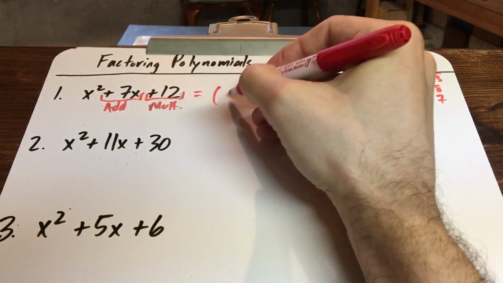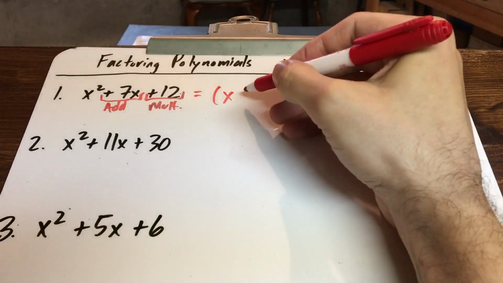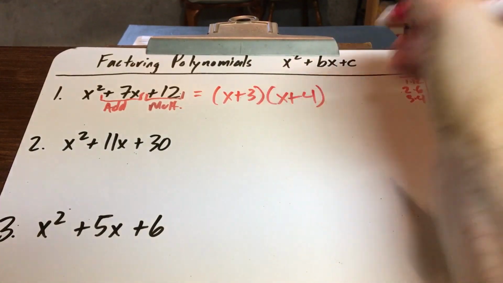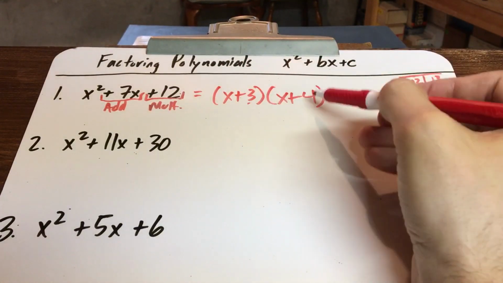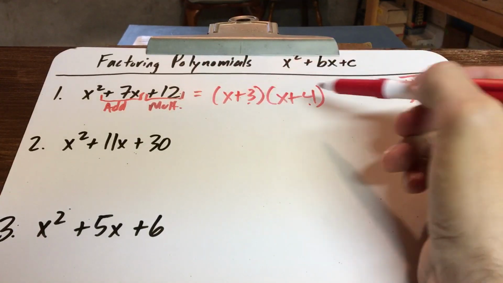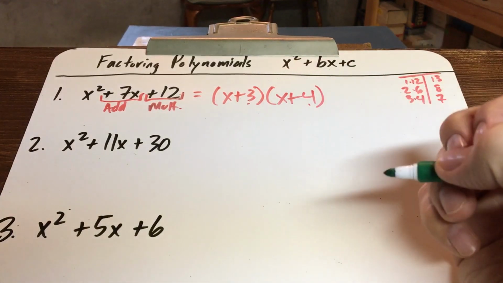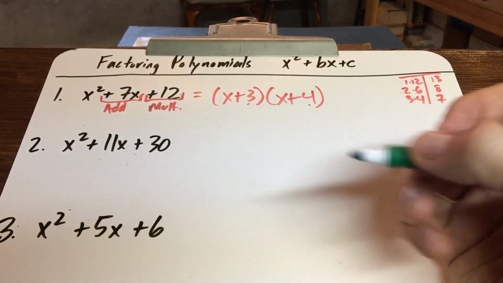And so that's going to be x, because it starts with x squared, x plus 3, and x plus 4, right? Mental math, two numbers that would multiply together to equal 12, 3 and 4. Those same numbers add up to equal 7. Easy, I hope. The next one, x squared plus 11x plus 30.